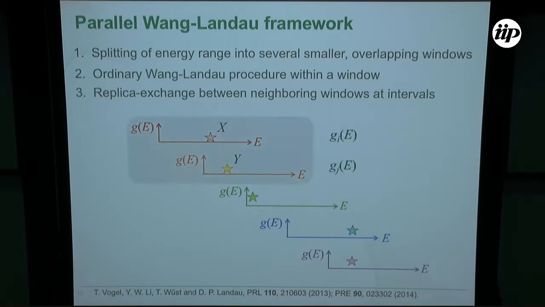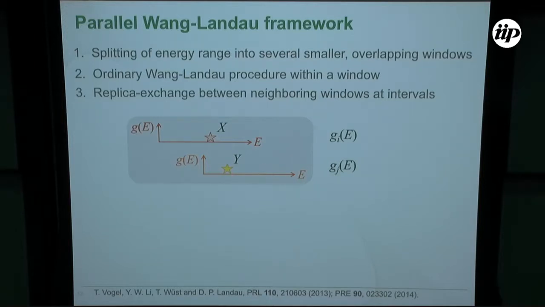How do we do that? Let's focus on the first two windows. Let's say for the first window, I have the density of states g(E), and I mark this as g_i(E). The second energy window, I mark this as g_j(E). And the configuration at a certain point, when I freeze the entire scheme, is X for the first histogram, and then Y for the second histogram.